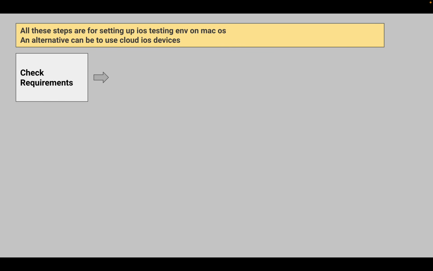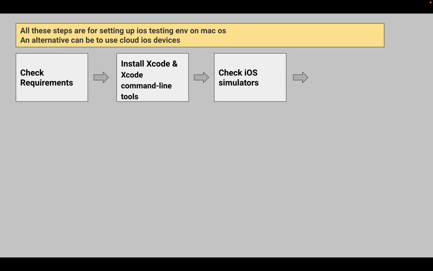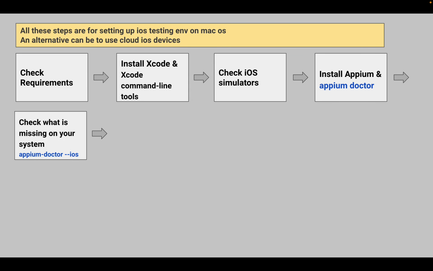So we will start by checking the requirements, what all we need. We will then install Xcode and Xcode command line tools, and I will show you step by step how to do this setup. Then after installing Xcode we will see if we have the iOS simulators on our system, and what all simulators we have, and then we will install Appium and appium-doctor. Now appium-doctor is optional, but it will be very handy for checking the requirements for the iOS testing environment on our system. And then we will use the command appium-doctor --ios to see what all dependencies we need, what is already present on our system and what we still need.